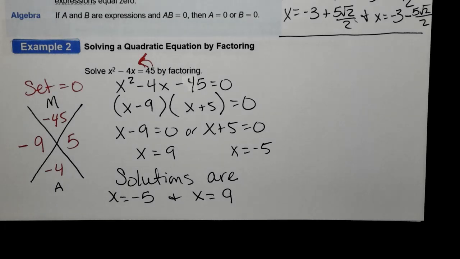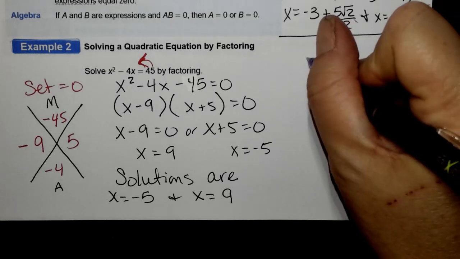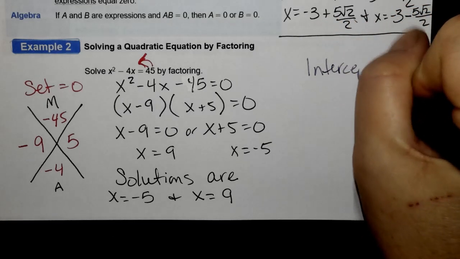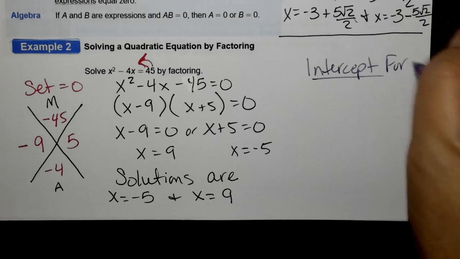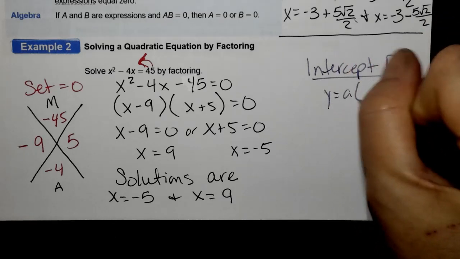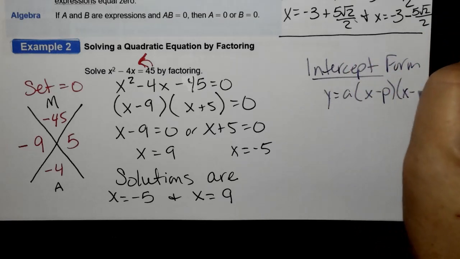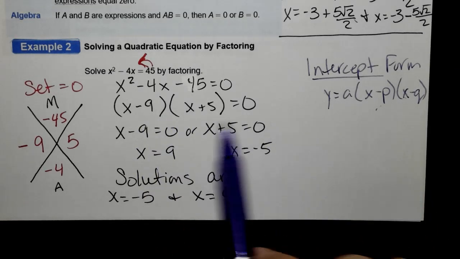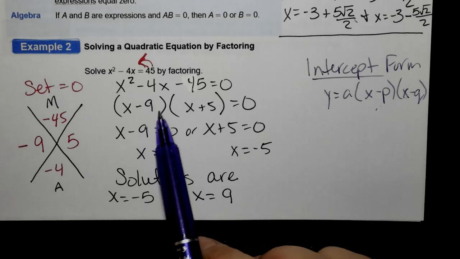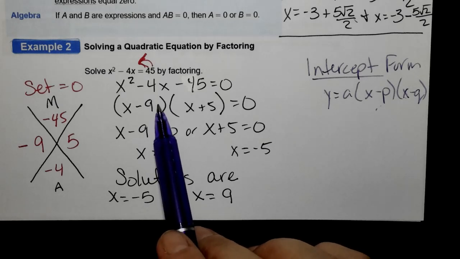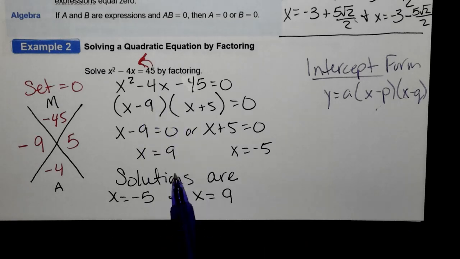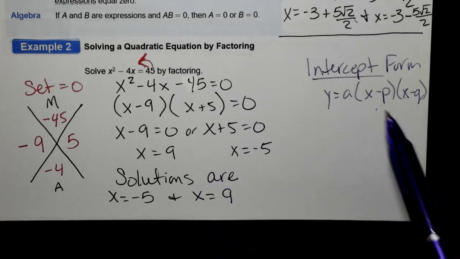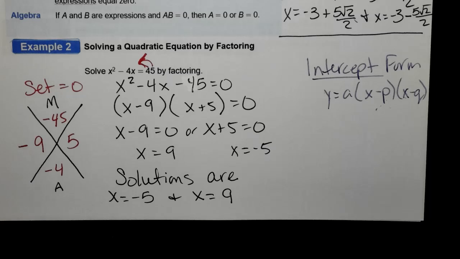I do want to point out one thing. If you recall from chapter 2, we talked about intercept form. And it looked like this. Notice that this is the same form. The reason I'm telling you this is because we're going to see on the next example that when we graph, our answers, our solutions, are the x-intercepts. So I just wanted to get you thinking about that process.